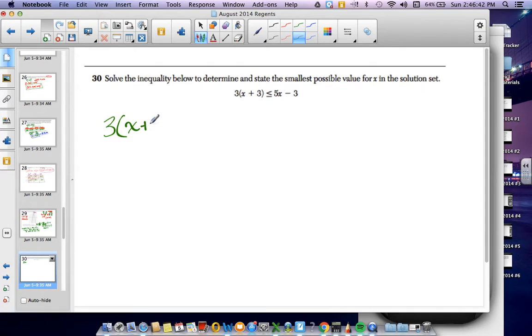Things we want to keep in mind with inequalities: we might have to divide by a negative at some point. It's usually the trick they add with these. Remember, when you divide by a negative, you do flip the sign. It's a 5. Should be a 5. First thing I'm going to do, I see a 3 outside the set of parentheses. I'm going to distribute. It's going to become 3x plus 9, not 3x plus 3. You have to distribute the 3.